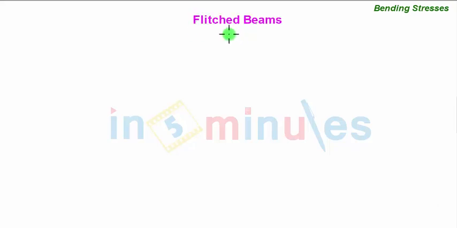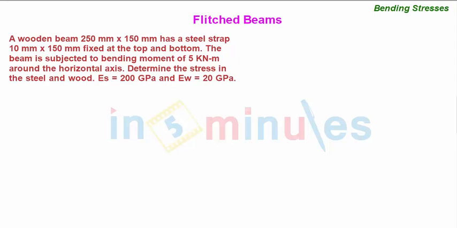We take a problem on flitched beams. Our problem statement is: a wooden beam 250 mm into 150 mm has a steel strap of 10 mm into 150 mm fixed at the top and bottom. The beam is subjected to a bending moment of 5 kN meter around the horizontal axis. Determine the stress in the steel and wood.